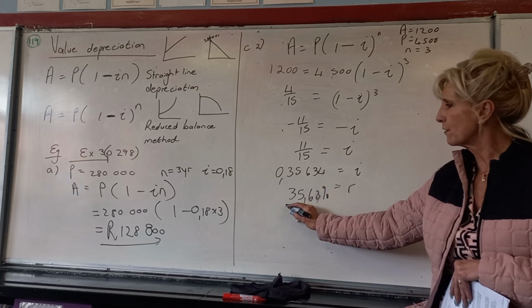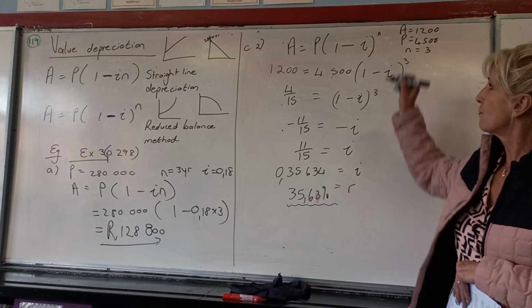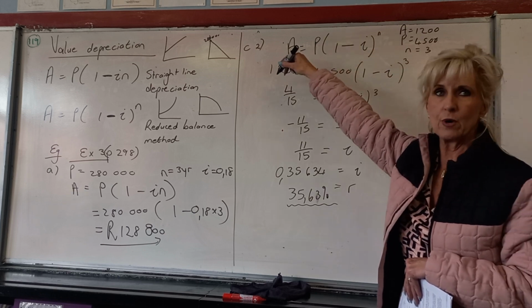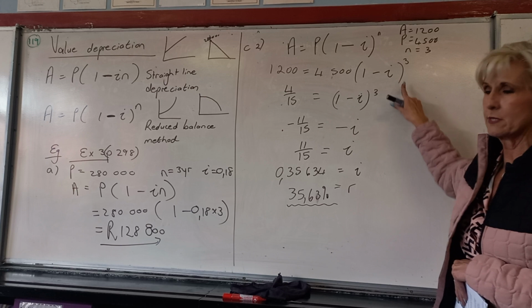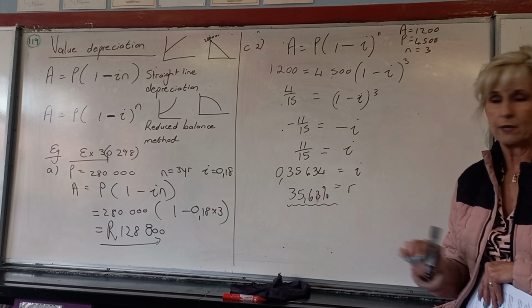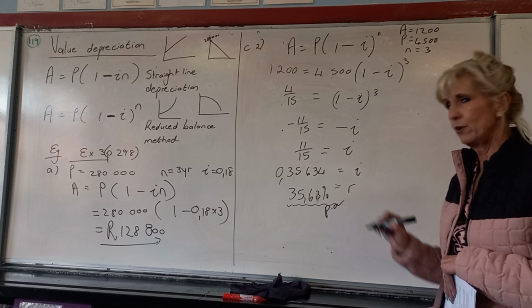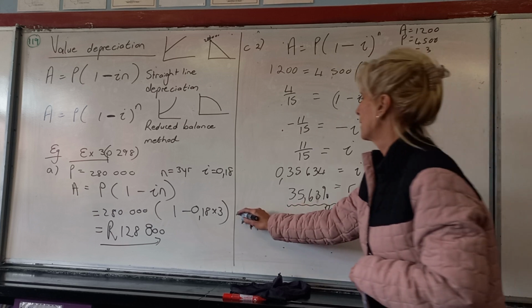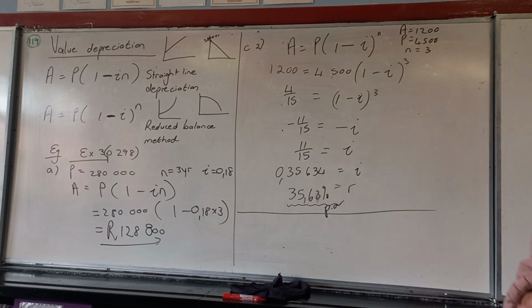So the percentage of value depreciation for this printer, from 4,500 to depreciate into 1,200 over 3 years, was a 35% value depreciation per year. And it's still per annum or per year, value depreciation. Right. You're going to do one for me, I'll put it on the board.